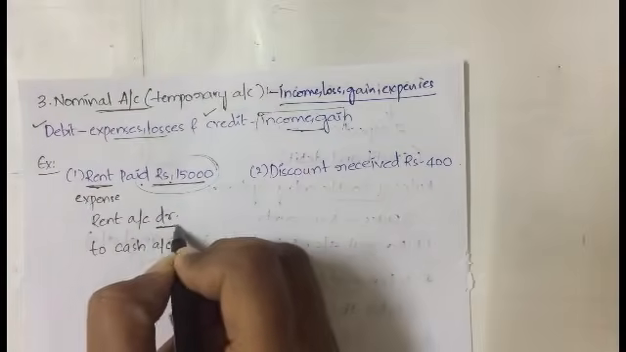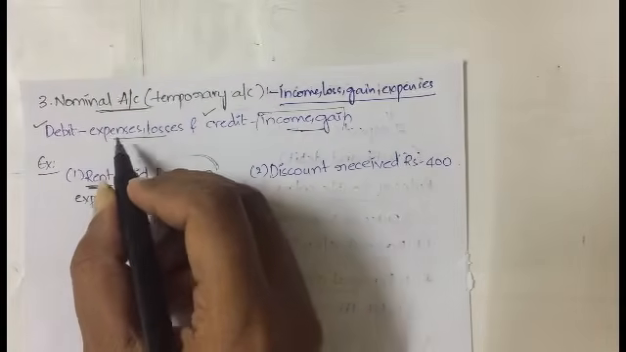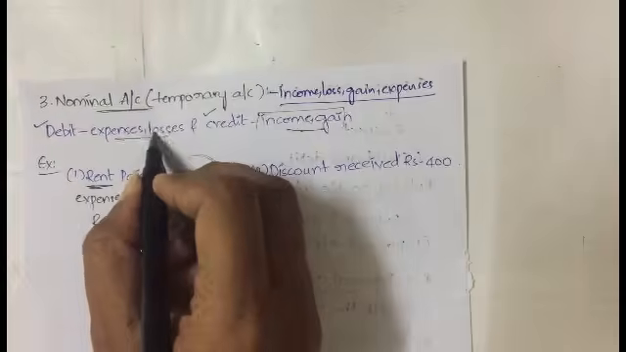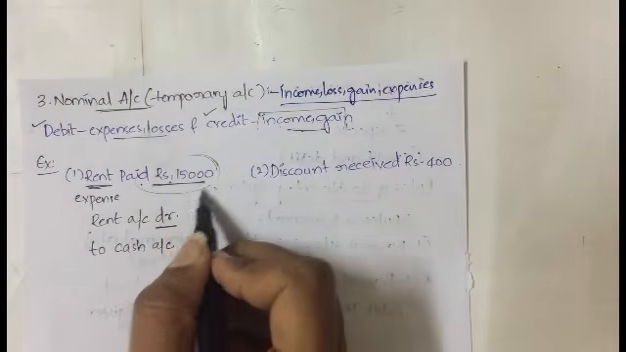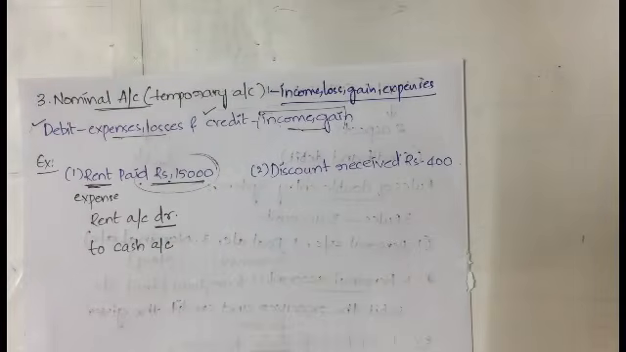Why are we debiting rent? Because rent is an expense. Expenses or losses, if you face them, that has to be debited. And what is the other thing that we have remaining? 15,000, which is nothing but cash, so that has to be credited to cash account.